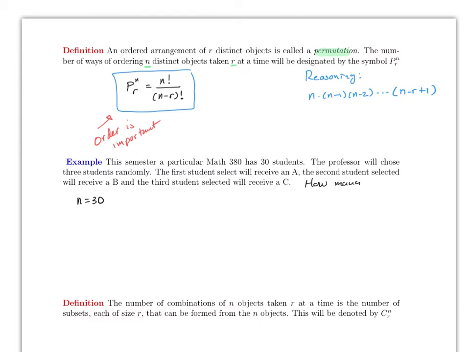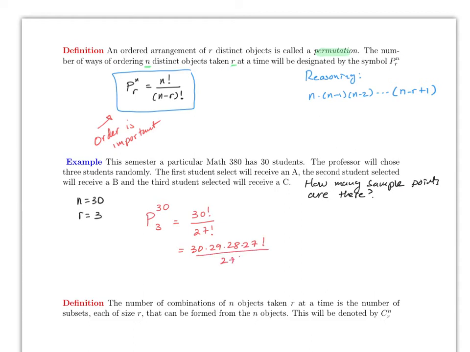So how many sample points are there, which is technically what is the sample space. Well, here, since we're selecting 3, r will be 3. So therefore this will be P(30, 3), which will be 30 factorial over 27 factorial. Or this will be 30 times 29 times 28 times 27 factorial.